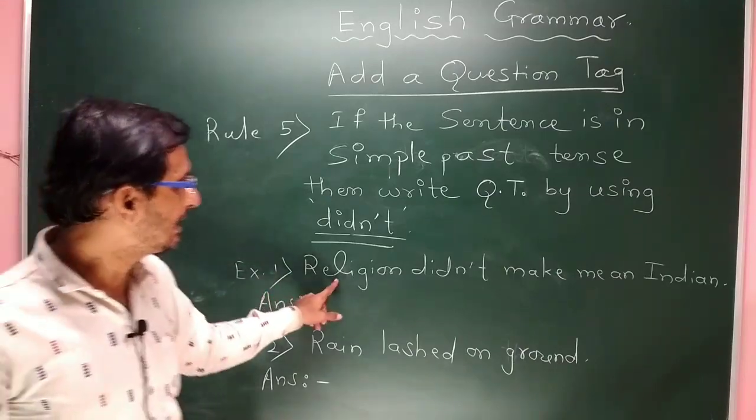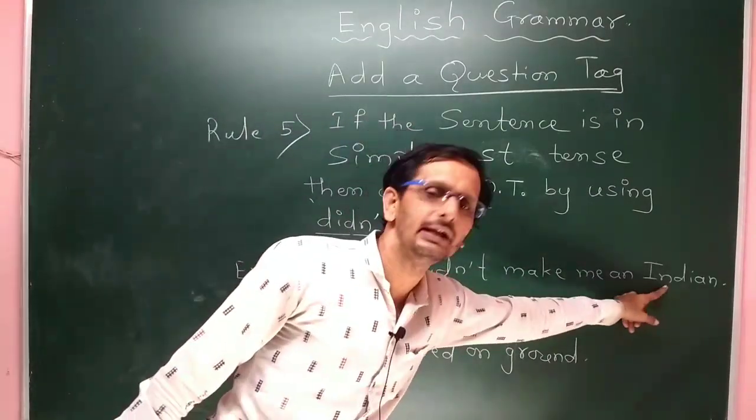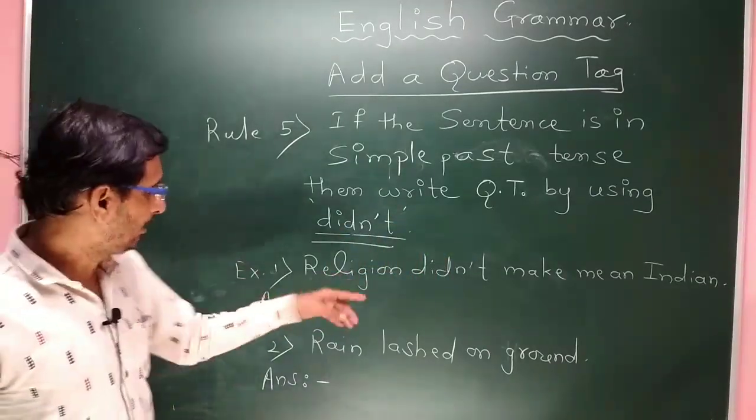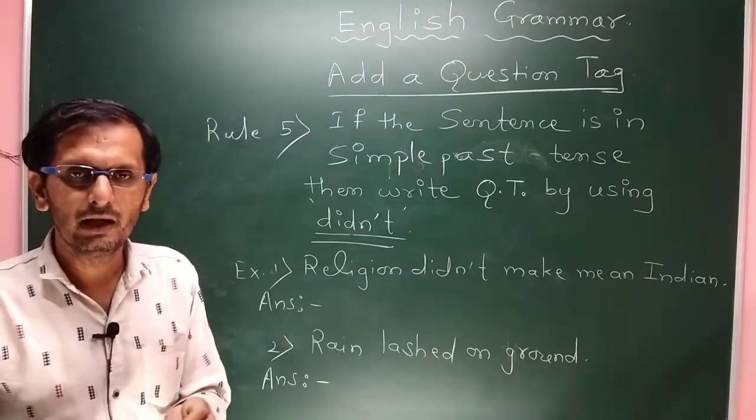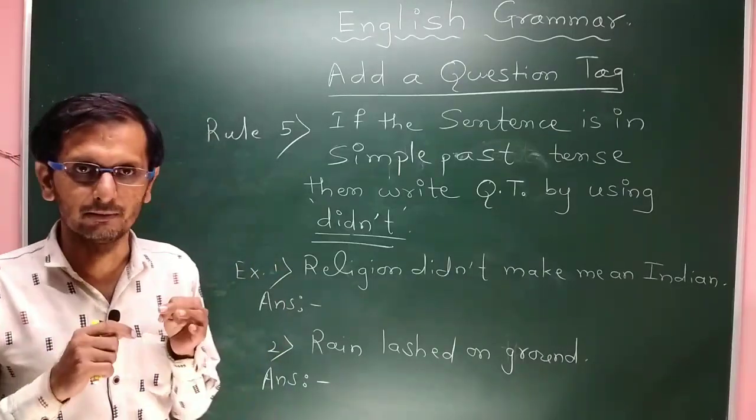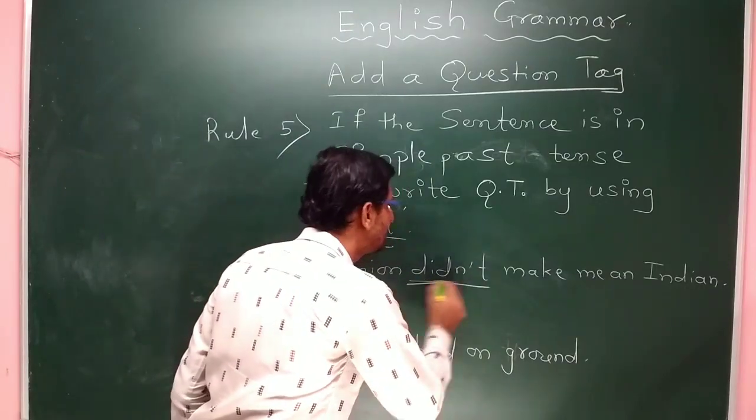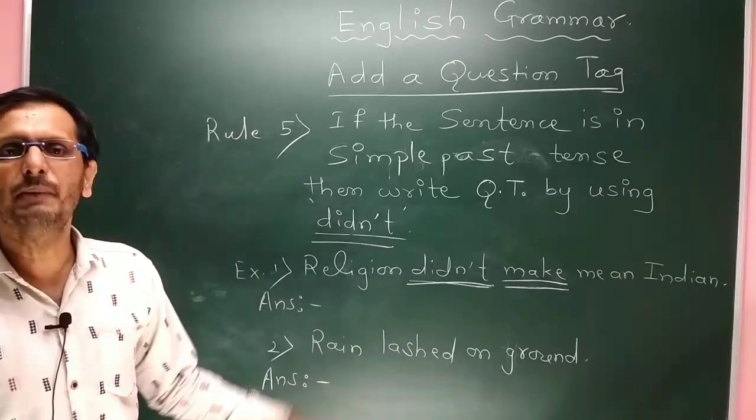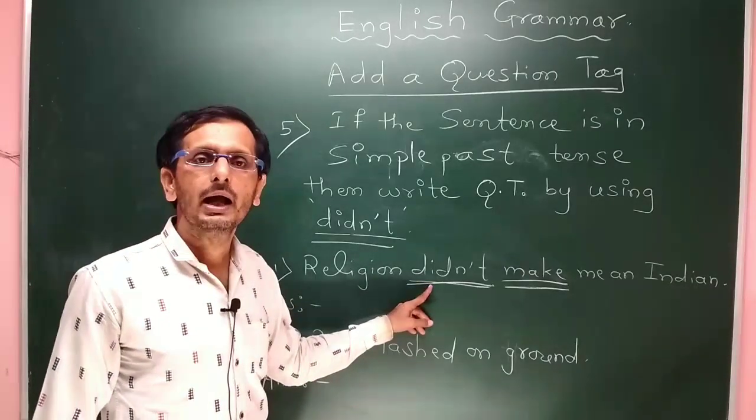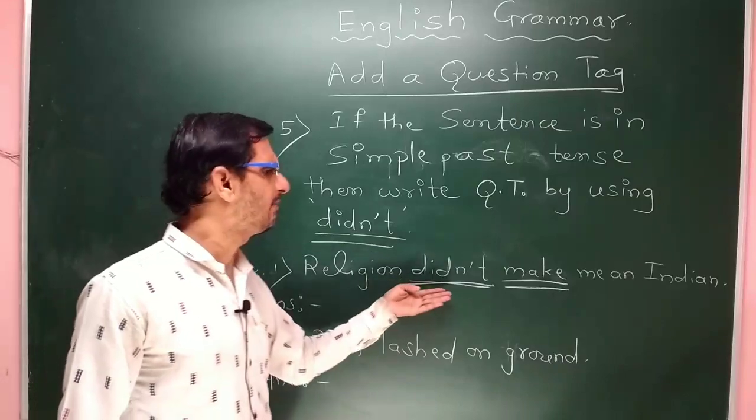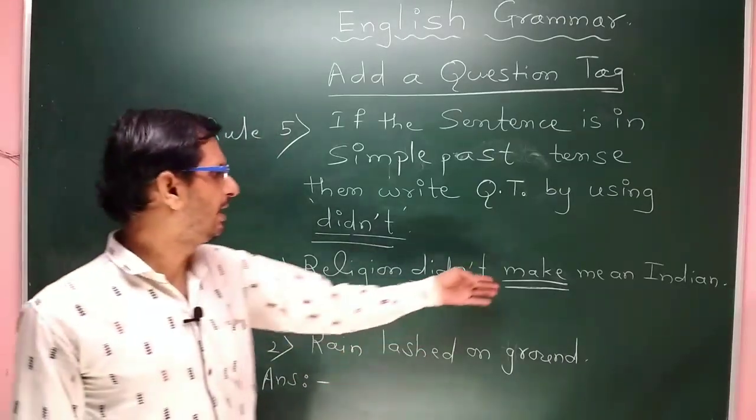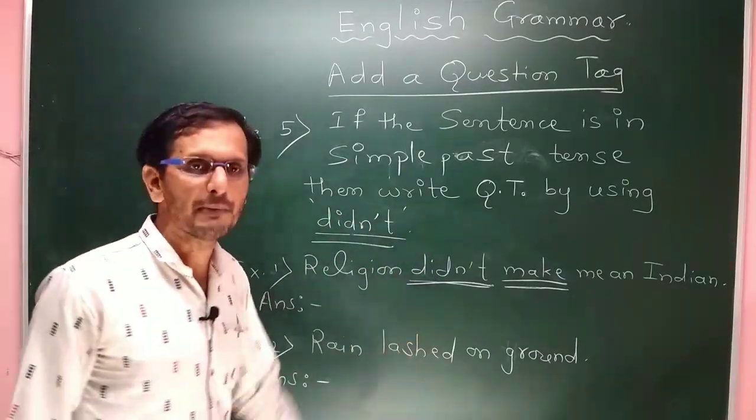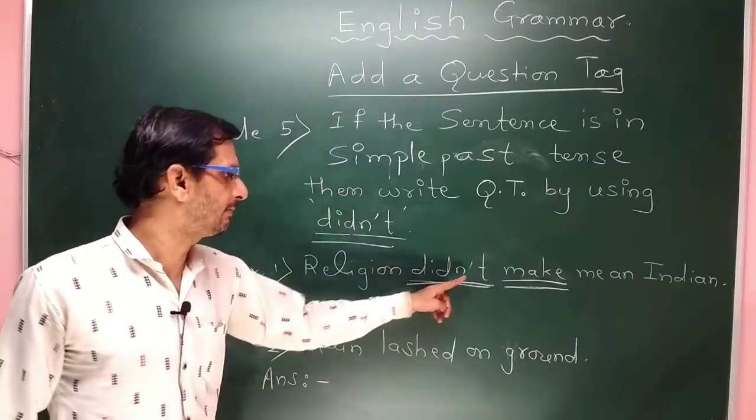Example number 1. Religion didn't make me an Indian. Now here you have to find out which is the main verb and which is the helping verb. The helping verb is already given, didn't, and the main verb is make. But the sentence is in past tense. Didn't is the helping verb. When the helping verb is in past tense, why look for the main verb? Just ignore it and look at the helping verb. The helping verb is in past tense, that is didn't.